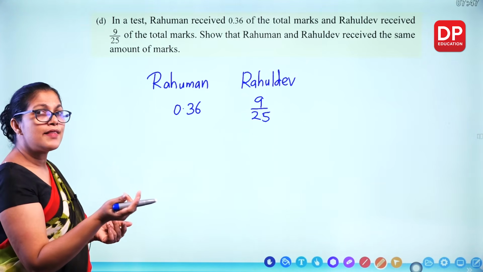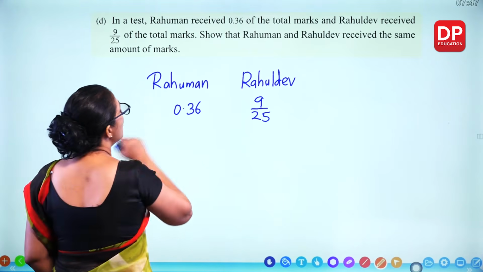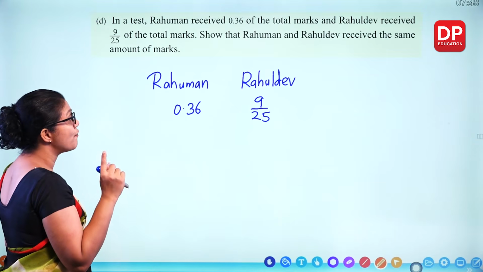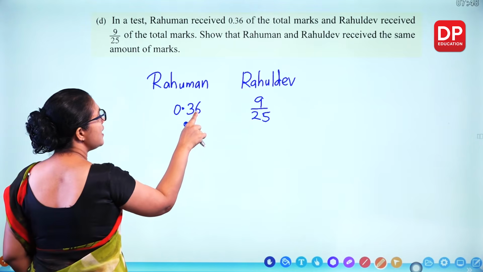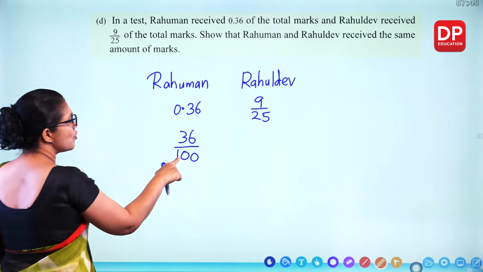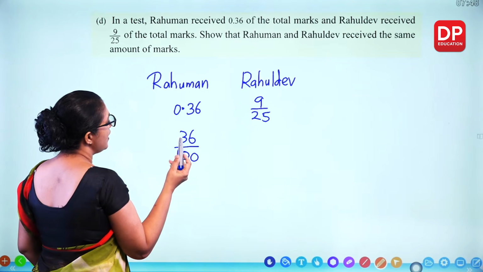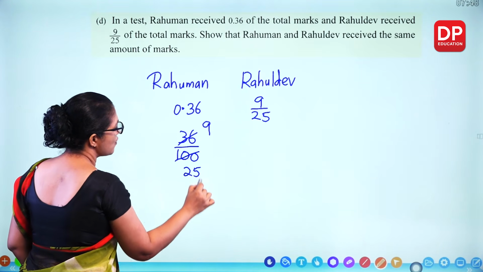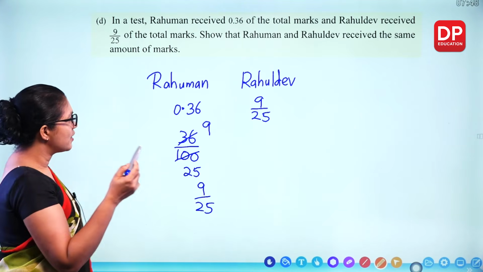One is a decimal, the other one is a fraction. We can't compare, so we'll convert this to a fraction. 0.36. How can we write 0.36 as a fraction? This is the first decimal place and the second decimal place. So you get 36 out of 100. Two places, you put 2 zeros. Then simplify. You can divide by 4. 4 times 9, 4 times 25. So what's the value? 9/25. Now see, both are the same.